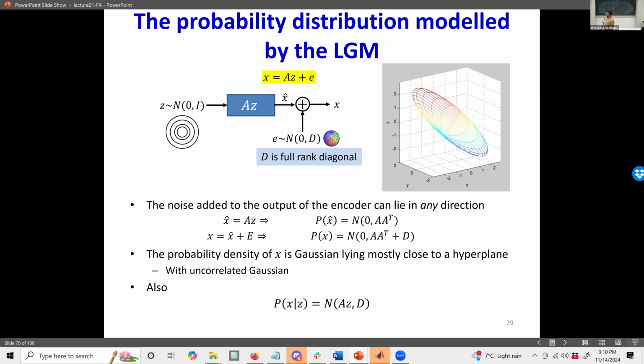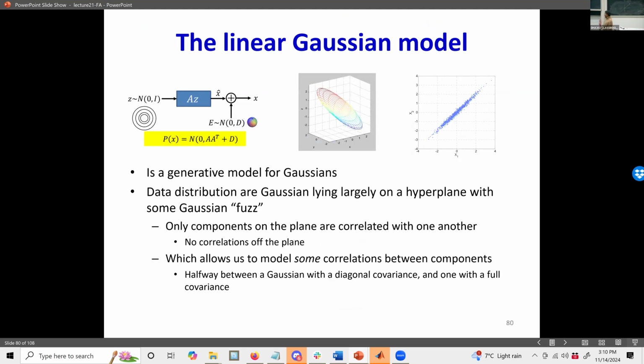So this is the probability distribution of data modeled by this. And if I give you Z as before, the probability of X given Z is just going to be a Gaussian with mean at AZ and the variance D. Nothing has changed as far as PCA is concerned. And like PCA, this is assuming that the data is a Gaussian distribution. It largely lies on some hyperplane with a little bit of fuzz off the hyperplane. The only difference from PCA is that the noise at any data point can be in any direction.